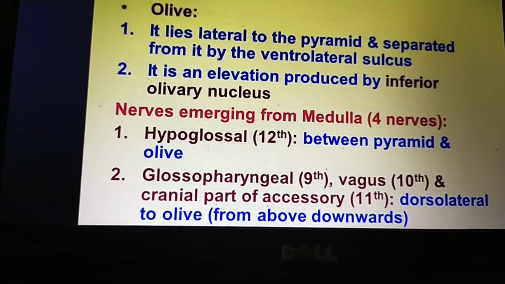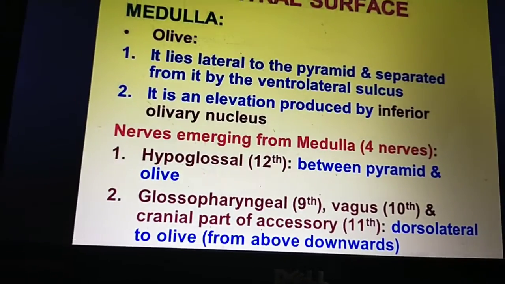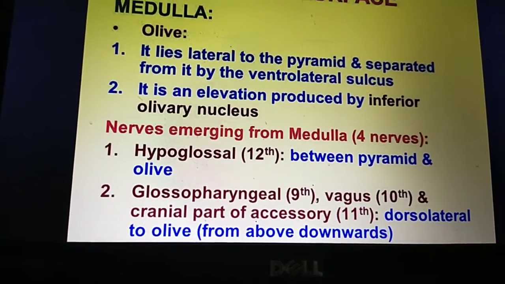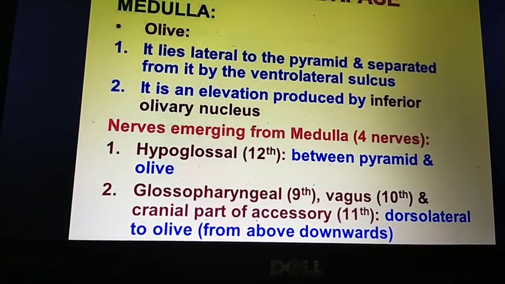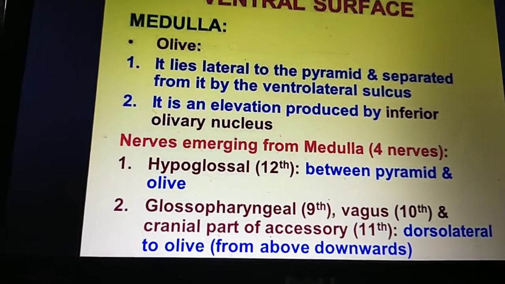Okay, there are four cranial nerves housed in the medulla oblongata: the 12th, 11th, 10th, and 9th. Ninth is glossopharyngeal, 10th is vagus, 11th is the cranial part of the accessory nerve, and 12th is the hypoglossal nerve.